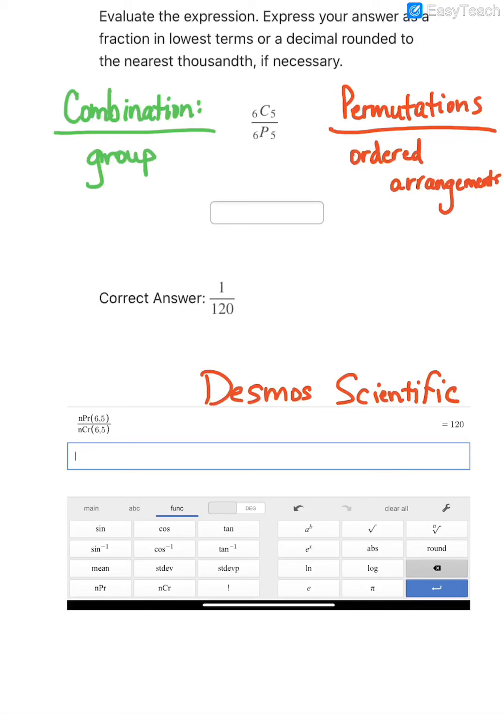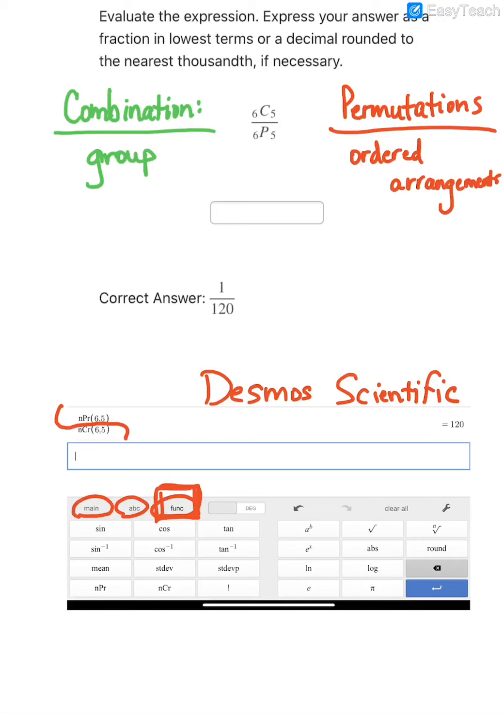So with this first problem, they wanted us to do, and I actually realize I have it flipped now. It was a combination of 6 choose 5 divided by a permutation of 6 choose 5. So I should have actually flipped this over. But let me go ahead and show you the keys that I use. You have 3 main menus here when you're on the Desmos Scientific Calculator. You've got just a main menu that's going to have all your numbers and symbols. Then you have a letter menu, and then you have what's called a function. Your permutations and combinations are going to be under this function menu.